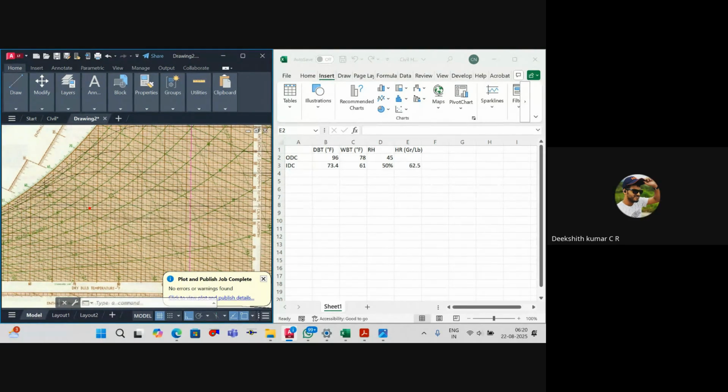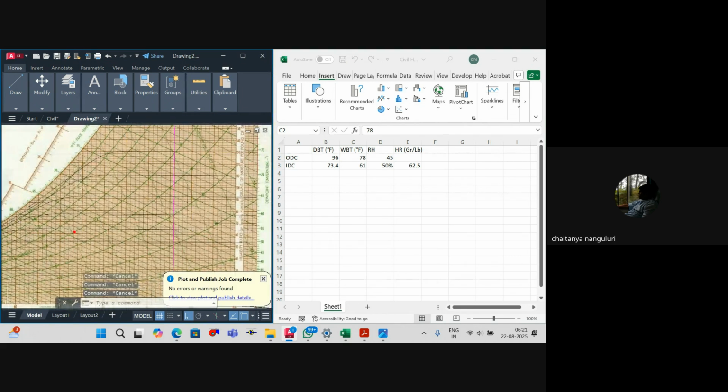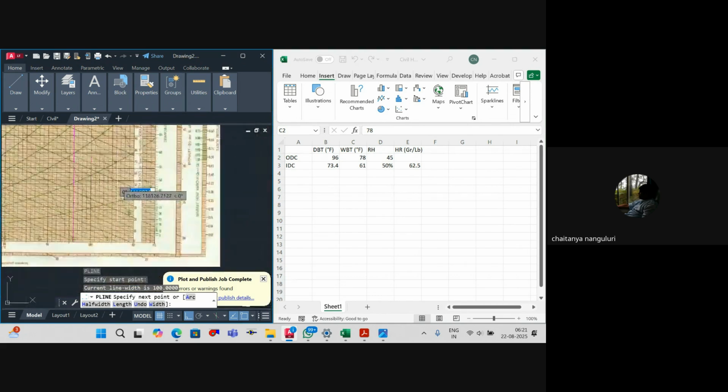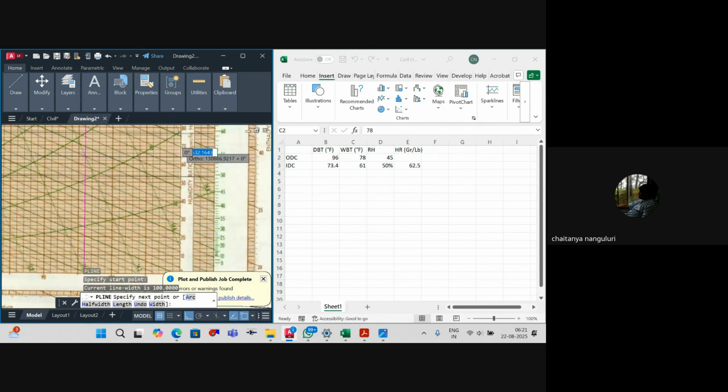Can I make 61? The wet bulb temperature, sorry, not 61, 78 for the outdoor condition for Bangalore. Yes or no? So I have to take 78. I'll just draw a line at this location, one more 70 line, where is it? I'll draw it at that location and then move it.